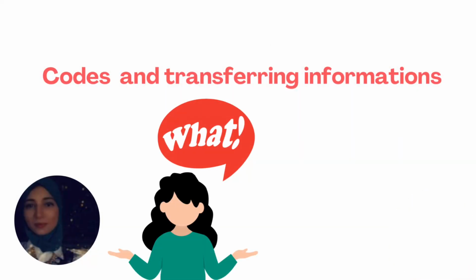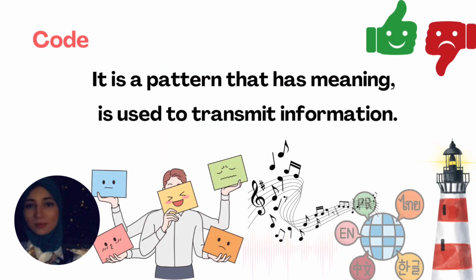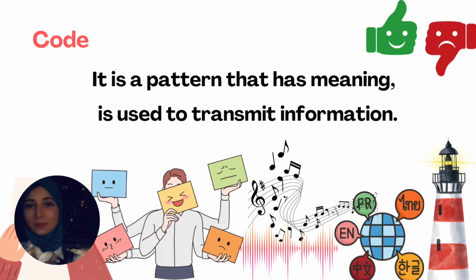Okay? Now you will study a way for transferring information, and this is by codes. So what is the meaning of code? Code is a pattern that has meaning, as this is a signal or sign that has meaning. It is a pattern that has meaning, and it is used for transmitting information. We have many examples that we will study now.